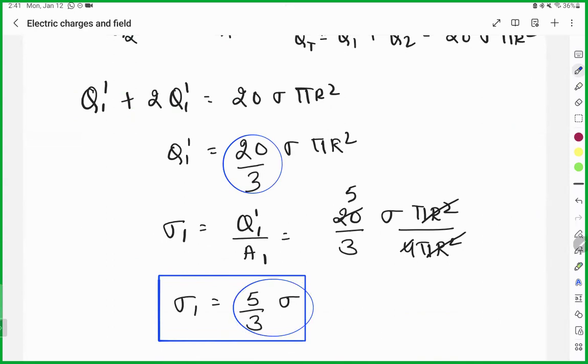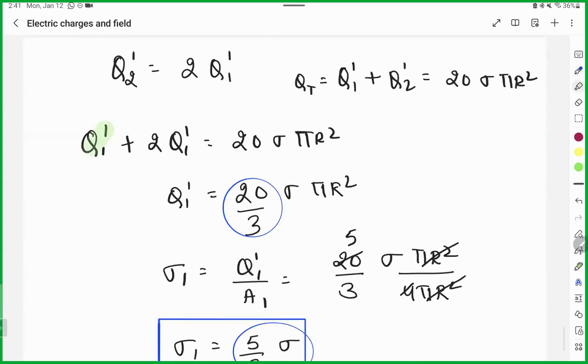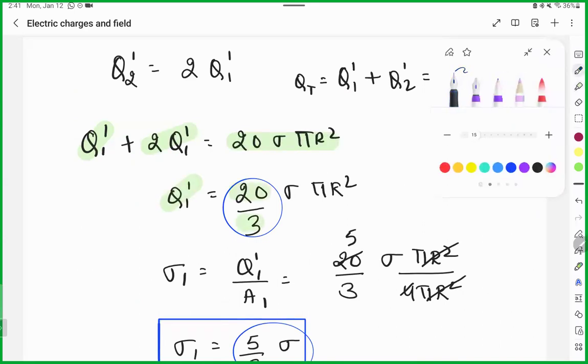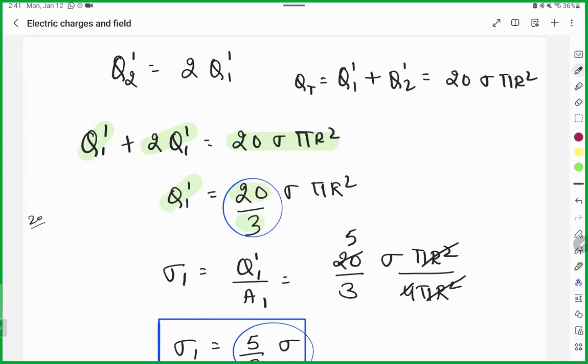Sorry. Yes, we did the same thing. We were right. Q1, and the other is double the amount. The first value will be this. What will be the second value? If you take 20 by 3, it will be 6.66. What will be the Q2 dash value? Double of this. What is double of this? 40 by 3 sigma pi r square. You can calculate sigma 1 and sigma 2 because it is charge by area.